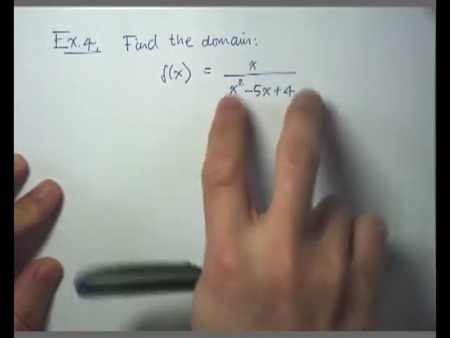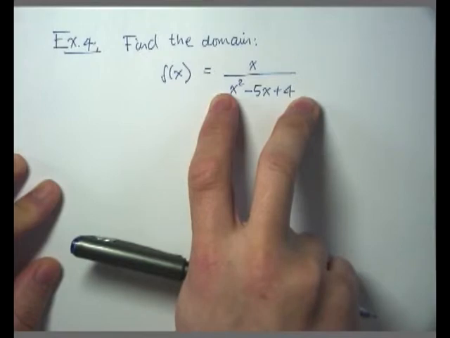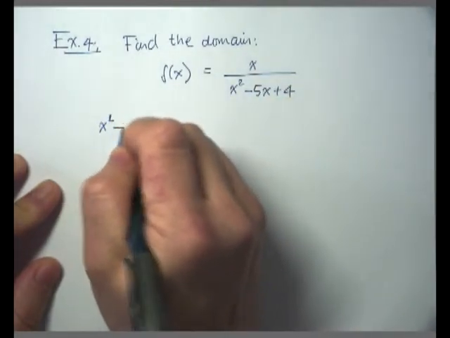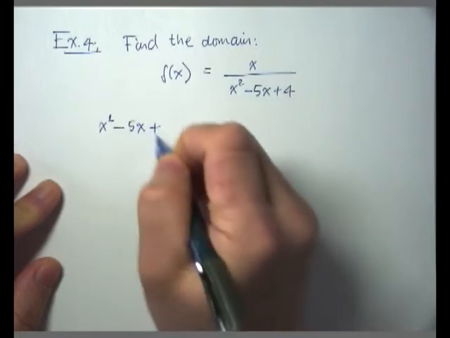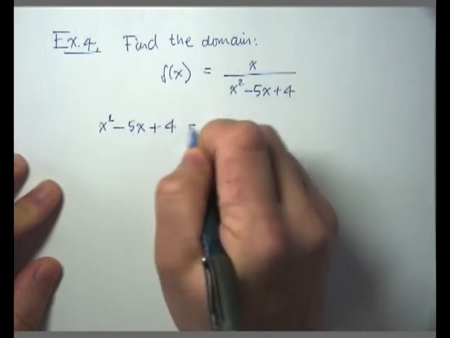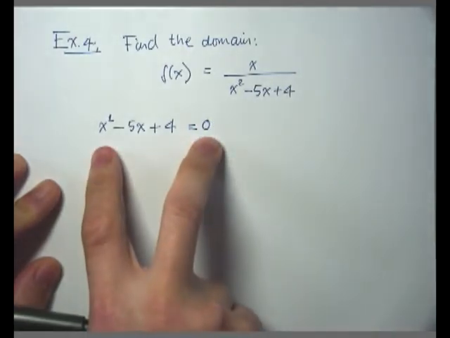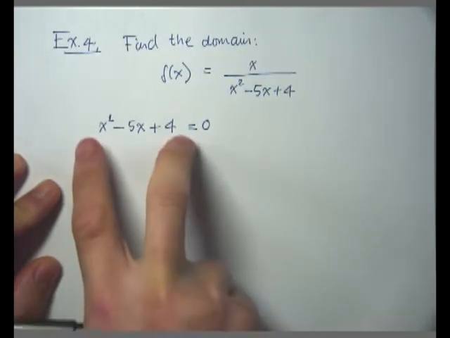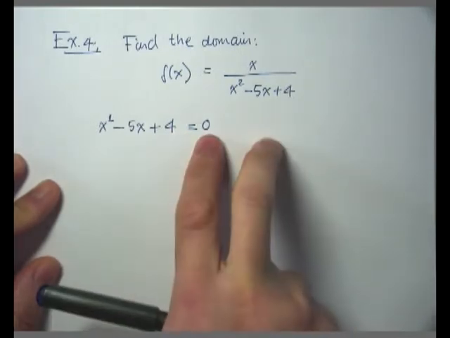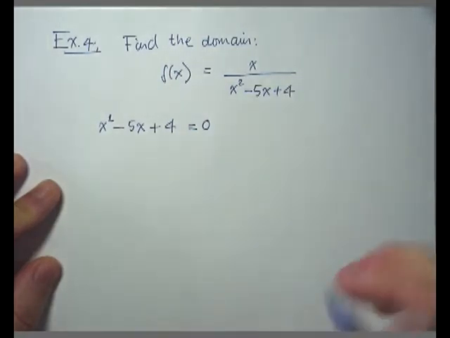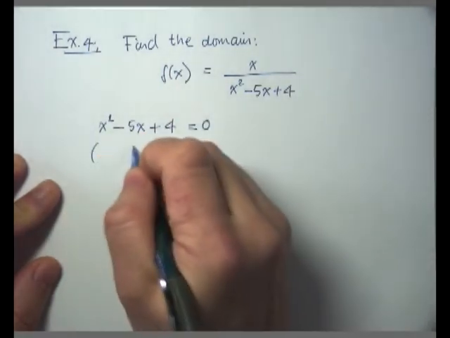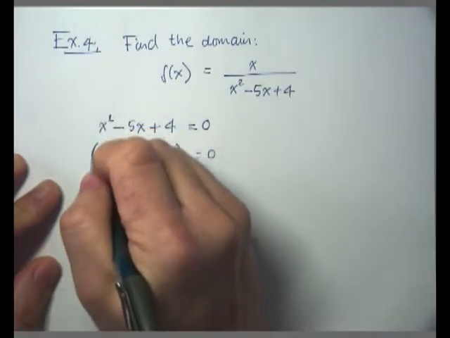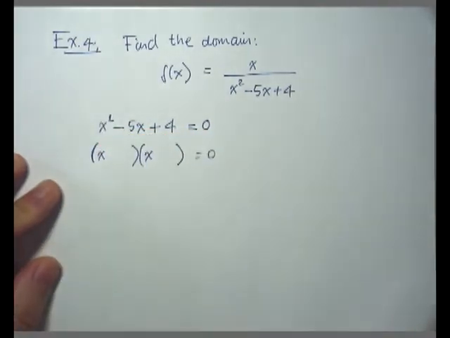And so, as the rule, the denominator cannot be equal to 0. So I'm going to set my denominator, x squared minus 5x plus 4, equal to 0. What I'm doing here is trying to find all the values of x that make the denominator equal 0, and I'm going to exclude all those bad x values. To find all the x values that are bad for the function, I have to solve this equation, and factoring is the easiest way for me.